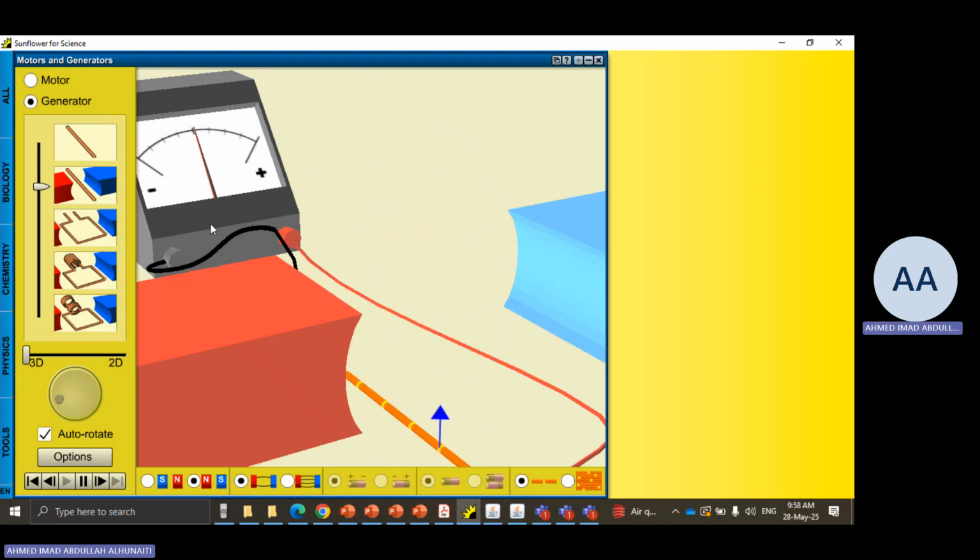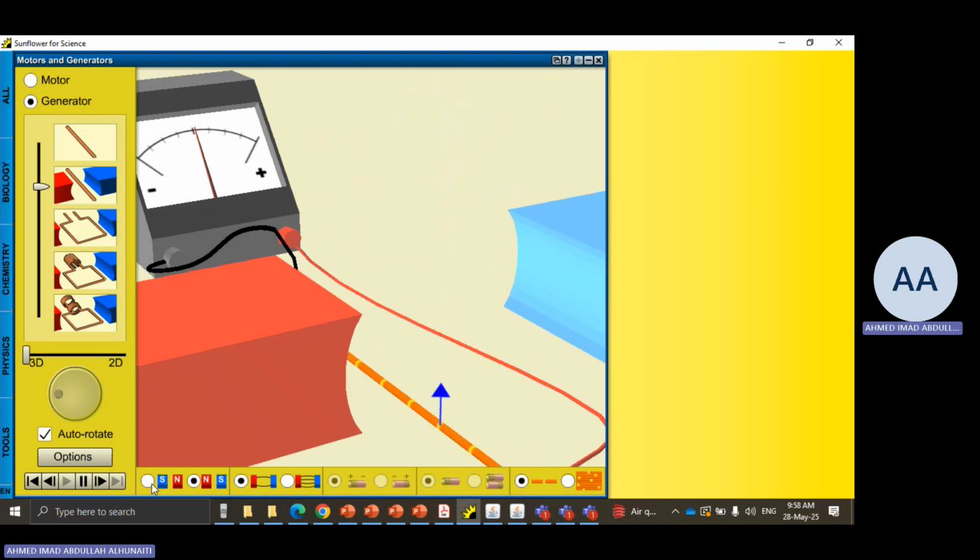perpendicular to the magnetic field, in this case the motion is perpendicular to the magnetic field, then there is a current detected. Of course, this current is a result of the EMF induced in the wire. The direction of the current depends on the direction of the motion and the direction of the magnetic field as per the right-hand rule.